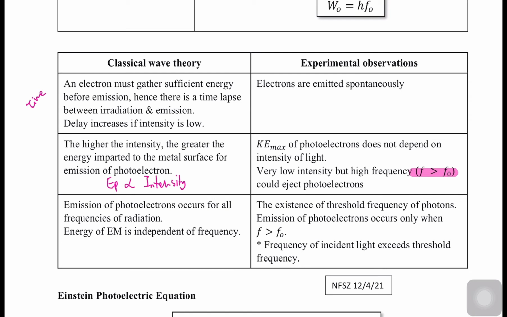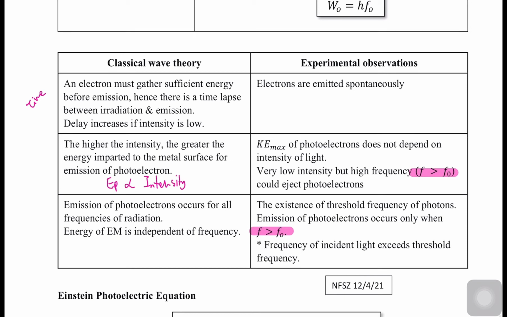Third one, dia kata emissions of photoelectron occurs for all frequencies of radiation. Okay, so basically regardless of the frequency of the photon, kalau dia cerah, dia akan eject electron. Energy of electromagnetic radiation is independent of the frequency. But then when we do experiment, we figure out the existence of threshold frequency. Emissions of photoelectrons occurs only when F is greater than F0, which is the frequency of incident light above threshold frequency.